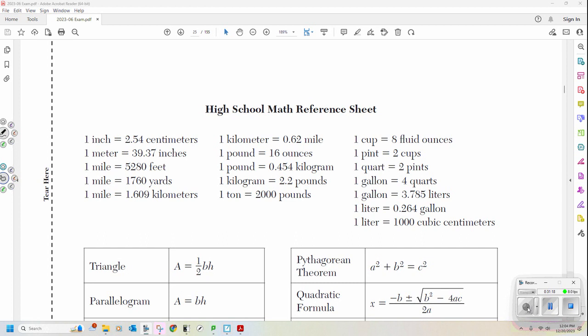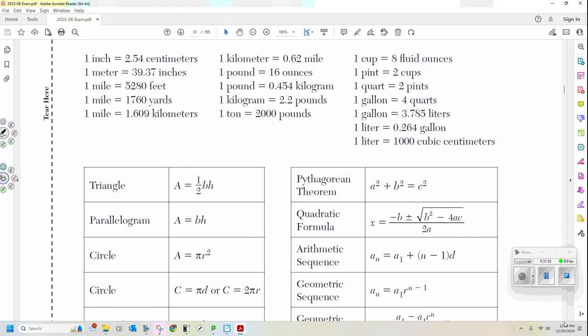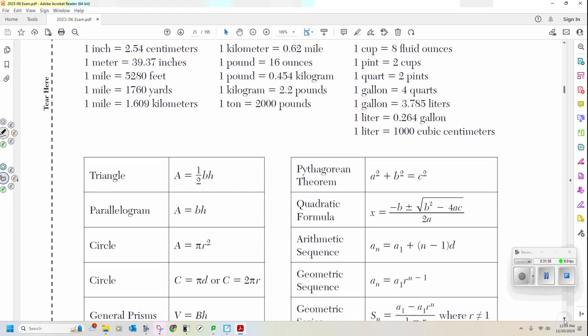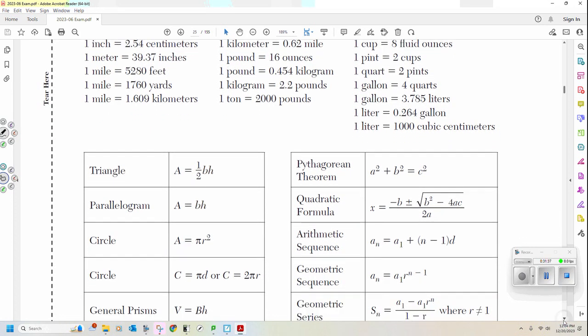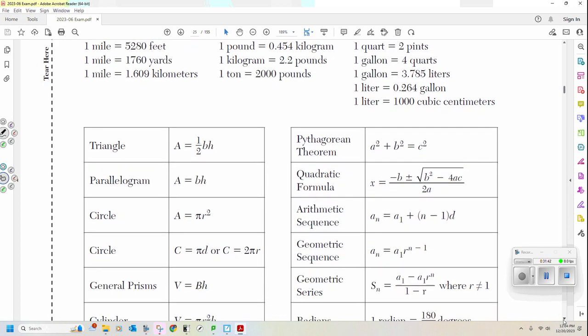Okay, this is the reference sheet. If I scroll down, and this is the actual reference sheet from the June 2023 exam, and it's still going to be the same. I scroll down. I want to add up a geometric series, okay? It's not going up by the same amount. I'm looking at this S of n. This is the tell right here. I'm going to use this.